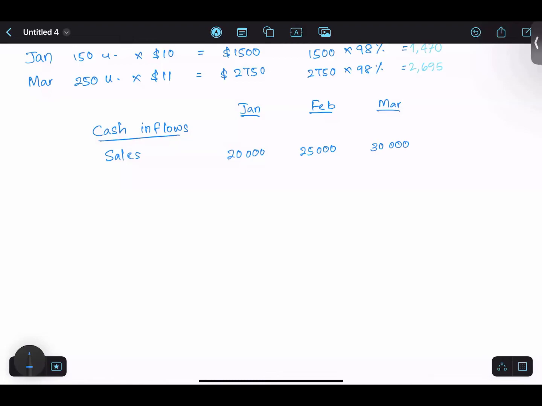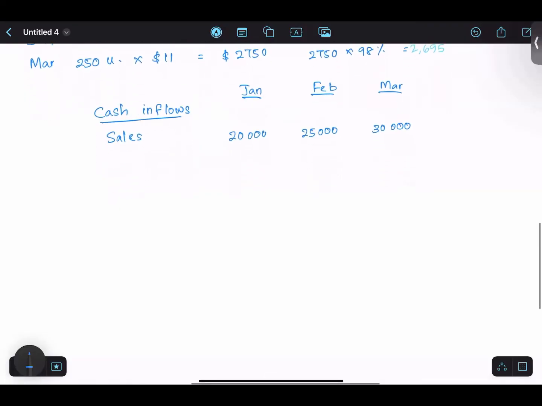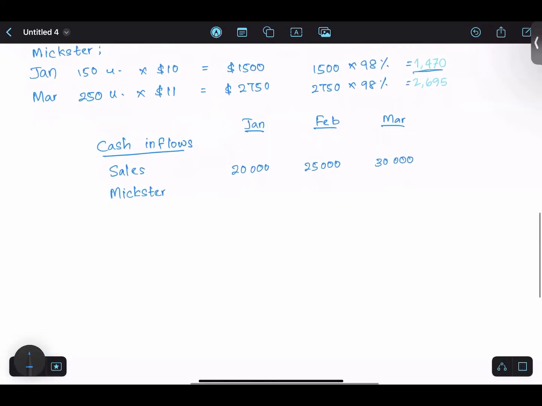So these sales proceeds are from normal sales, but there is a special customer who is Mixter. The cash inflow from Mixter for the month of January will be 1,470. For the month of March, we will get a cash inflow of 2,695. So these are the recordings which we need to make in terms of sales.